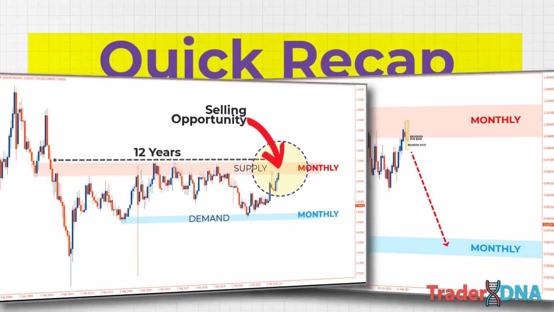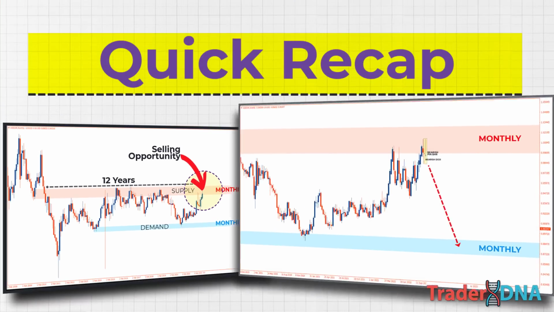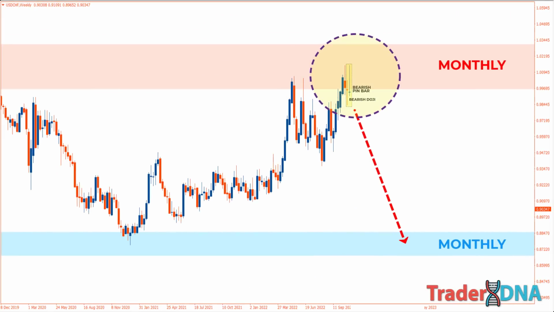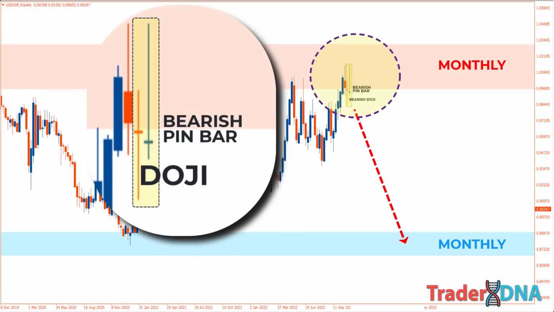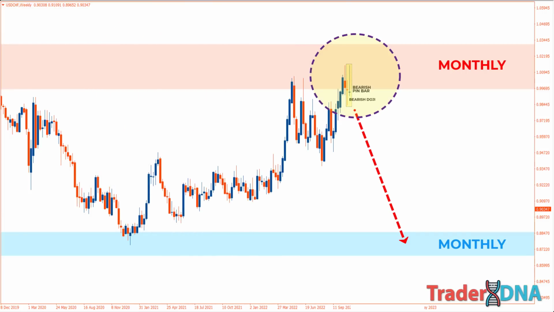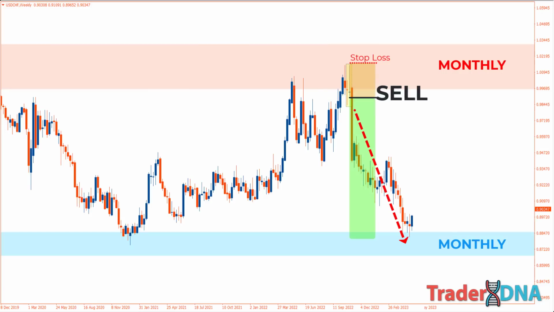So we zoom into the lower time frame and look for a reversal price action pattern: double top, triple top, bearish engulfing, bearish doji, bearish pin bar, and so on. In this case, the bearish doji and bearish pin bar indicate that the market failed to establish a new high, signaling a loss of upward momentum. This suggests that the monthly uptrend has come to an end and the market may start moving downward. As a result, we opened a selling position with our stop loss placed above the swing high.